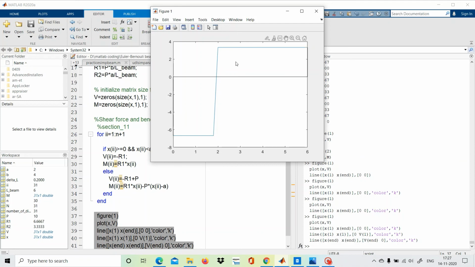Okay, but we want some thick line. This line should be thick, and this line should not be black; only this should be black, and this should be the same as the shear force diagram which we have plotted. So this color and this color should be similar to this.